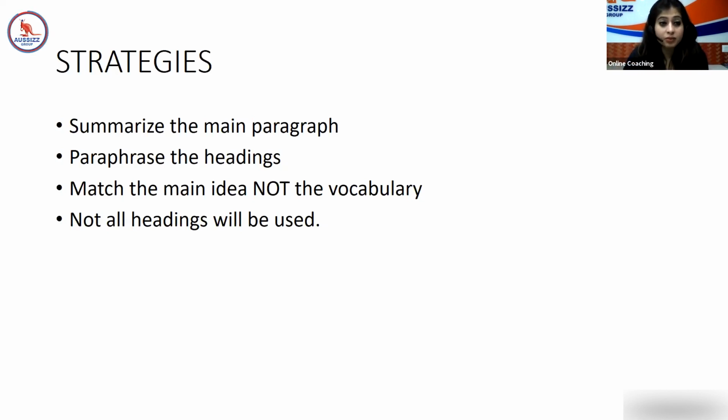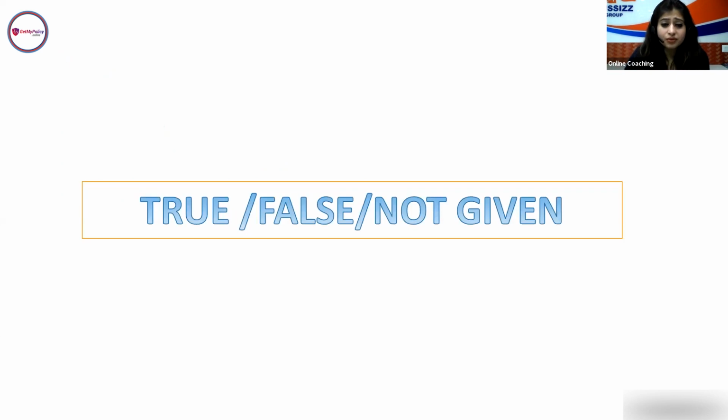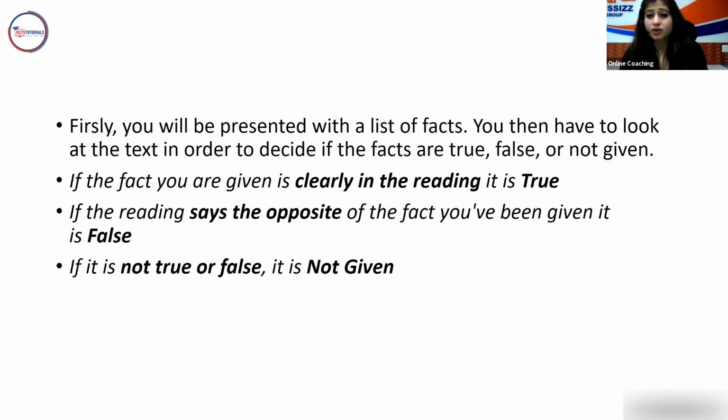Okay. I'm going to move on to true, false, not given now. There are a few questions. First thing, what are you supposed to do with true, false, not given? You'll be presented with a list of questions and you have to identify whether it's true, whether it's false, or whether it's not given. And see, when is it going to be true?